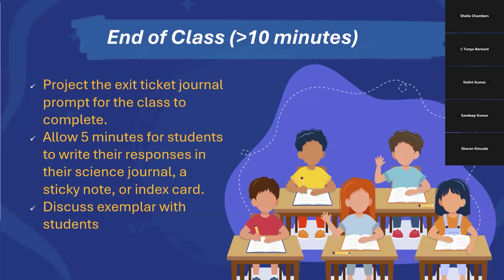So then at the end of class, less than 10 minutes left, I'm going to project the exit ticket journal question on the board for the class to complete. Allow about 5 minutes for students to write their responses in their science journal, sticky note, index card, and then you can discuss the exemplar answer with students.